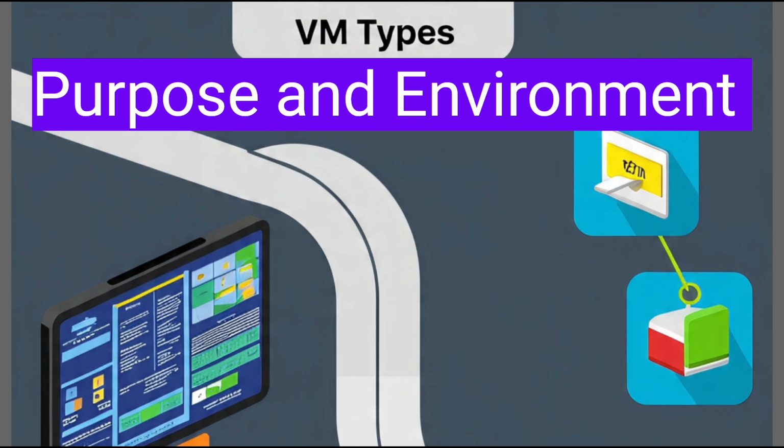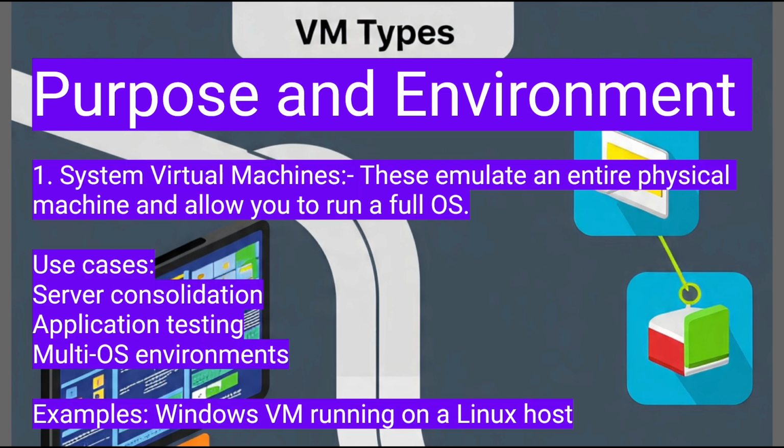There are different types of virtual machines available. They can be classified based on purpose and environment. System virtual machines simulate an entire physical machine and allow you to run a full operating system. They can be used in server consolidation, application testing, and in a multi-OS environment. Examples: Windows virtual machines running on a Linux host and Linux virtual machines running on Azure or on AWS EC2.